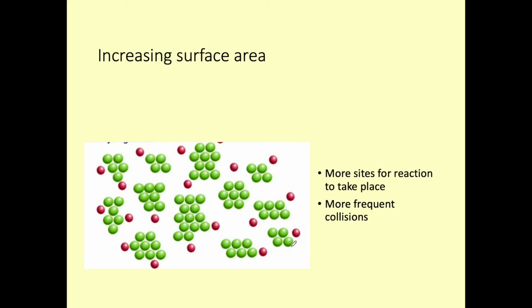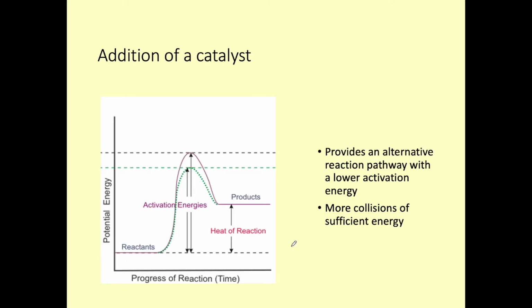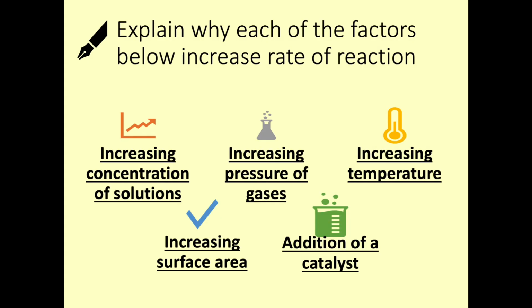Increasing surface area, so we saw the effect of that in the simulation. By having more sites for a reaction to take place, that means that there are more frequent collisions, and therefore increasing the chance of the reaction being successful. And with our catalyst, by providing an alternative pathway that has a lower activation energy, this means that our collisions are happening with more sufficient energy, and therefore increasing the chance of that reaction being successful.